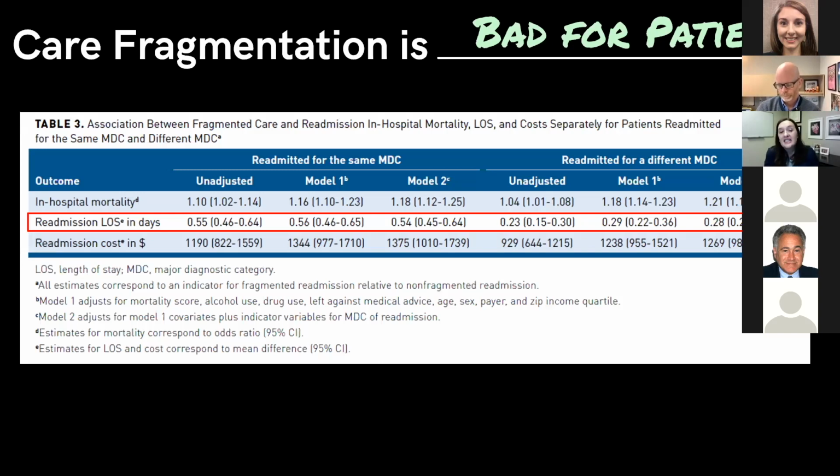In our study examining outcomes in fragmented readmissions for the same or a different reason as the index admission, we also found an increase of about a half a day longer length of stay in a fragmented readmission compared to a non-fragmented readmission. While this may not seem like much, again, we're talking about a quarter of all 30-day readmissions, and it really adds up. And then especially when hospitals are at capacity, like they are a lot of the time now, that quarter of a day or half a day can really be felt by the healthcare system and by the patient.